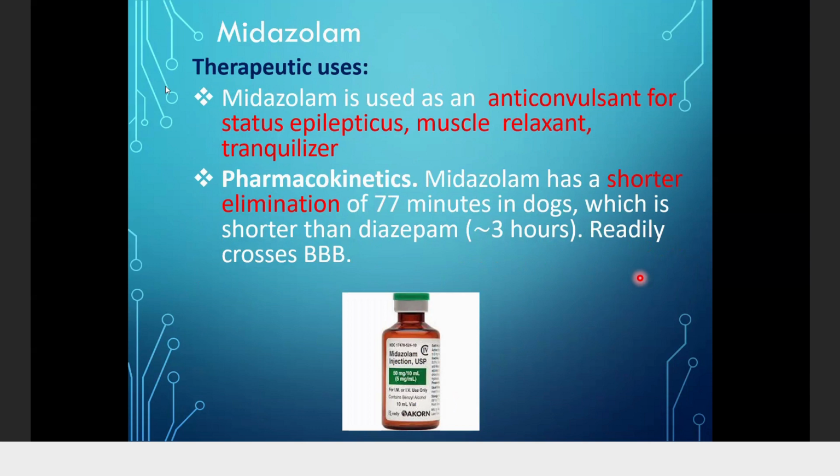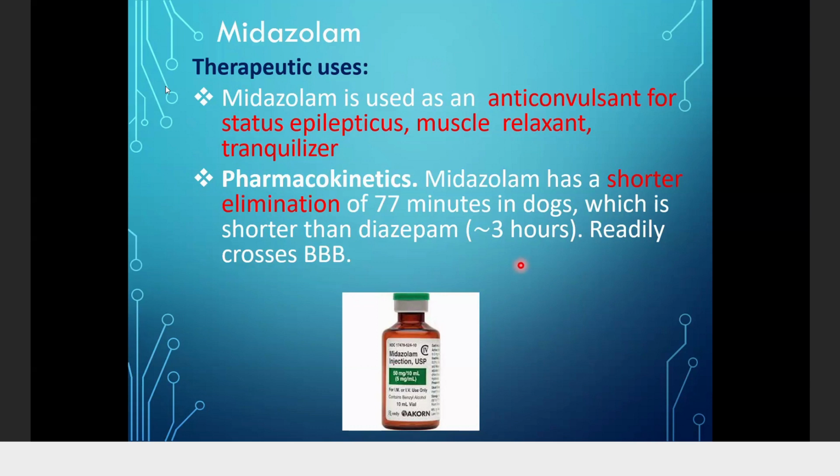Okay, the next drug, midazolam. This one is used as an anticonvulsant for status epilepticus, a muscle relaxant, and also a tranquilizer. Regarding pharmacokinetics, it has a very short elimination half-life in dogs, about 77 minutes, which is shorter than diazepam. Diazepam has about 3 hours, in comparison.